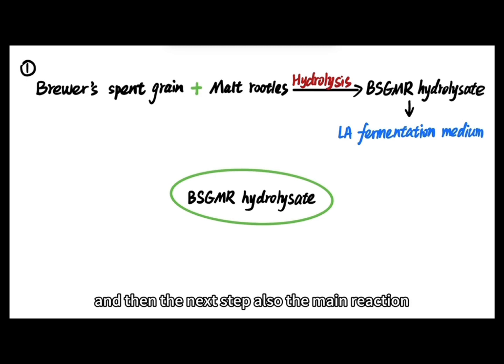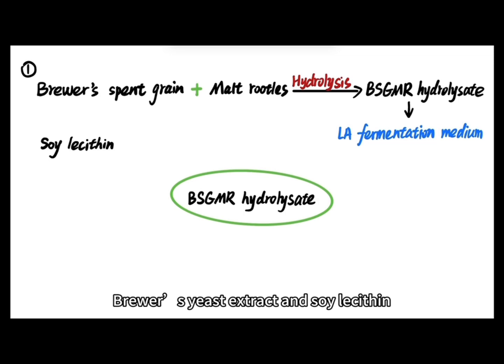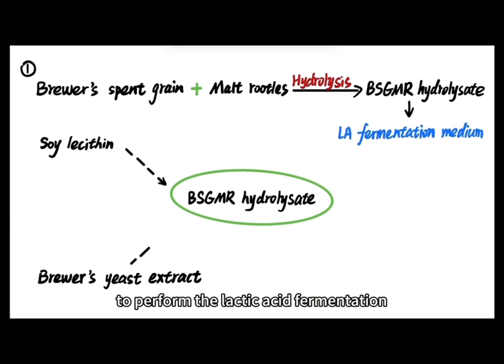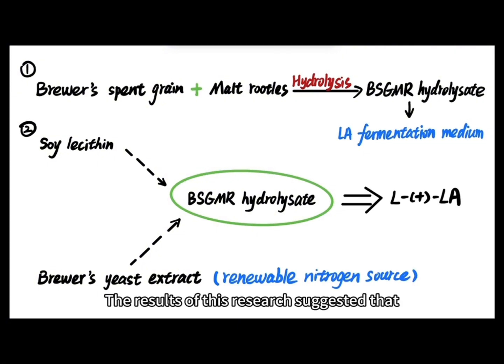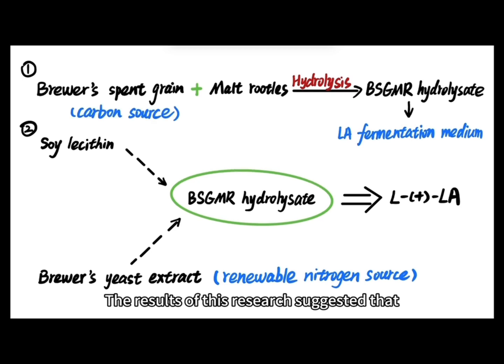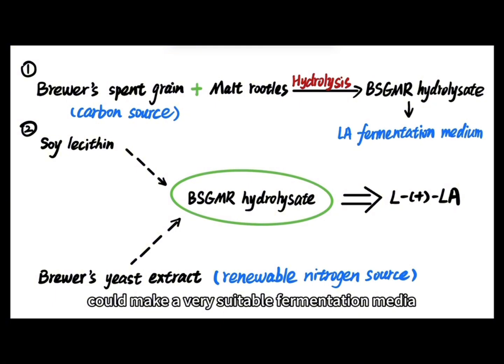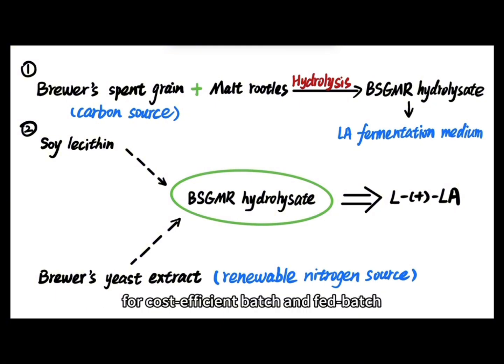And then, the next step, also the main reaction: brewer's yeast extract and soy lecithin were added to the BSG-MR hydrolysate to perform the lactic acid fermentation. The results of this research suggested that the combination of industrial byproduct BSG-MR hydrolysate, soy lecithin, and brewer's yeast extract could make a very suitable fermentation medium for cost-efficient batch and fed-batch LA fermentation.